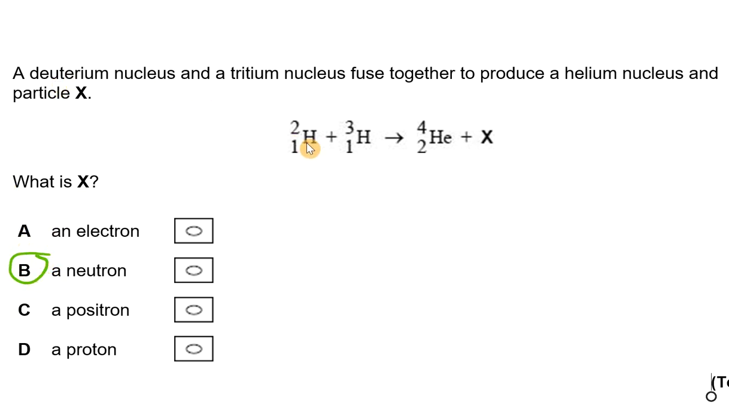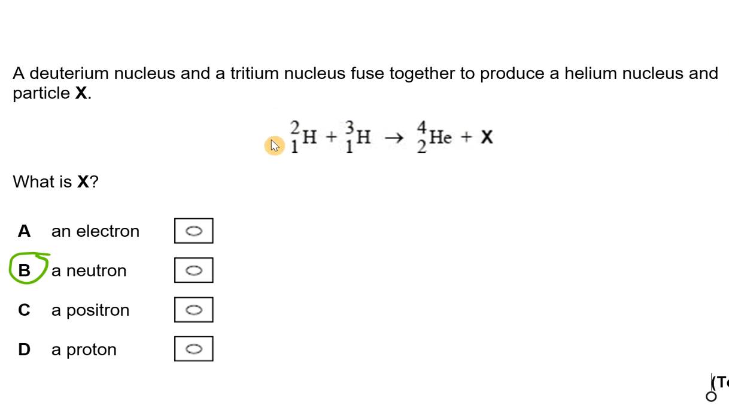Okay, so a deuterium nucleus and a tritium nucleus fuse together to produce a helium nucleus and a particle X. Deuterium and tritium are just names for isotopes of hydrogen with one neutron and two neutrons. What is particle X?